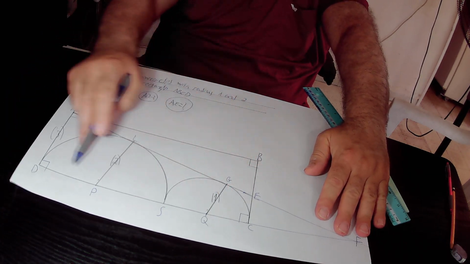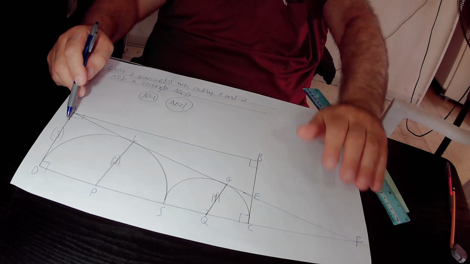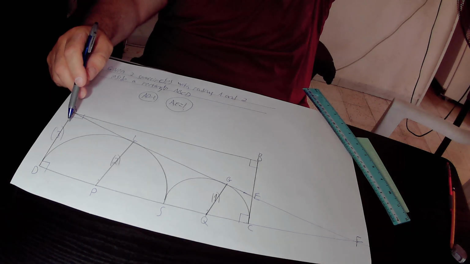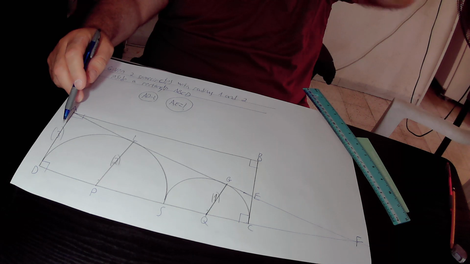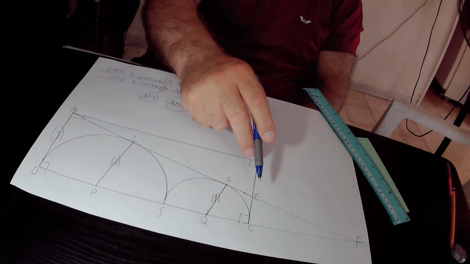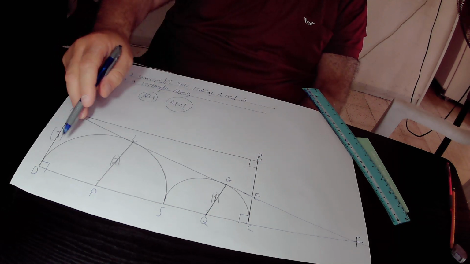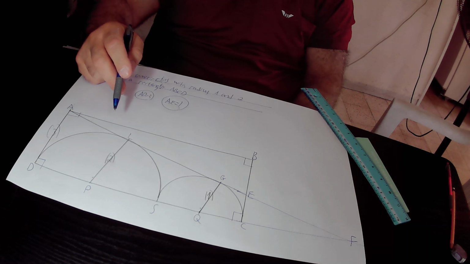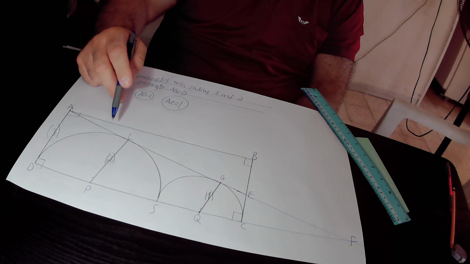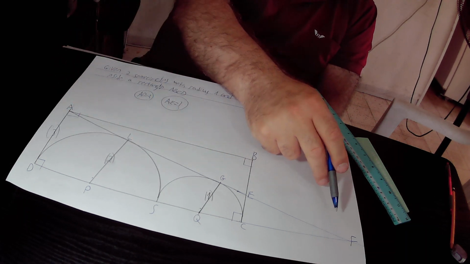DC is one side of rectangle ABCD, therefore it is absolutely a straight line. Then we extended the straight line DC by a straight line, and the result is DF. When you extend a straight line by a straight line, the result must be a straight line. Therefore, DF is a straight line.